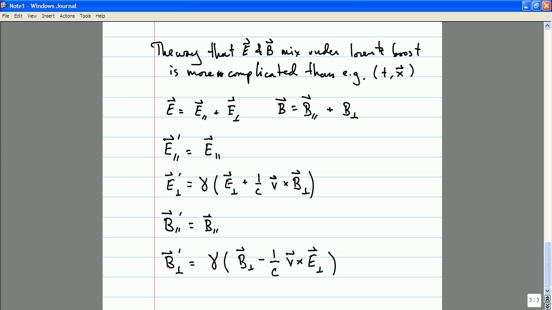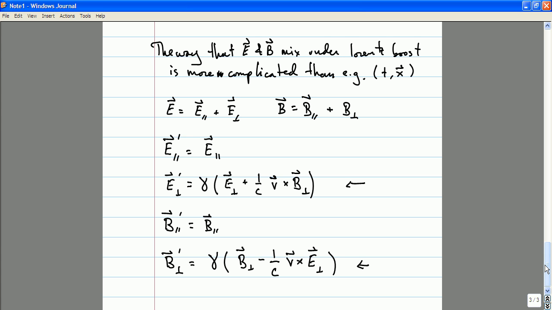So remember that x prime is equal to gamma times (x plus vt), and t prime is equal to gamma times (t plus vx over c squared). Here you can see that there's a very similar sort of mathematical structure, where E goes to gamma E plus V times B, and B goes to gamma B plus V times E. With the added complication that we're now dealing with vectors, so we had to divide into parallel and perpendicular components, and I had to include some funny-looking cross product.